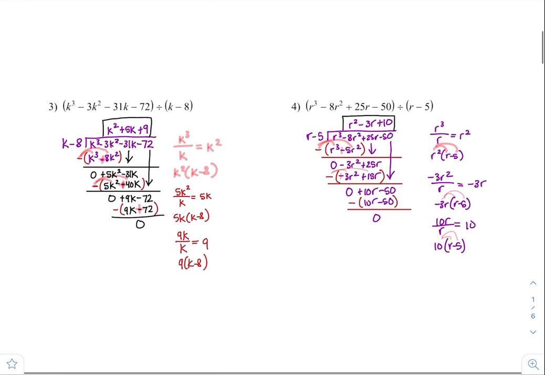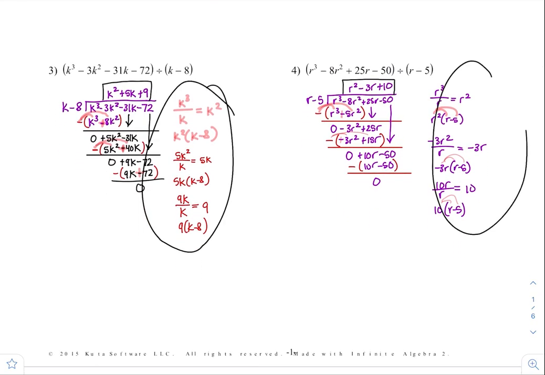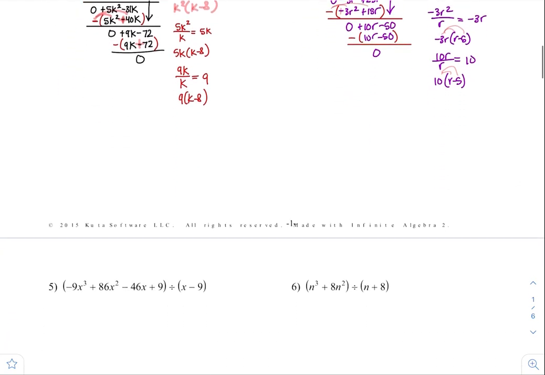Okay, so again, you do not need to write this stuff down. You could do it mentally, which is fine as well, but for starters, you might want to write that down just in case.